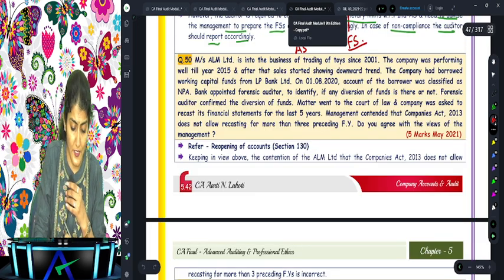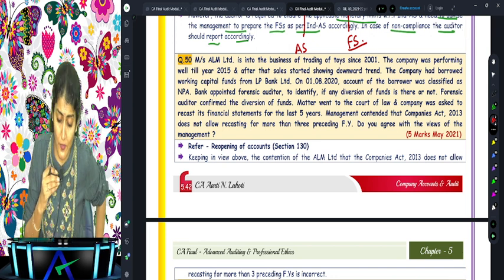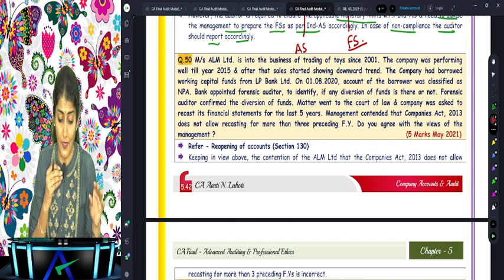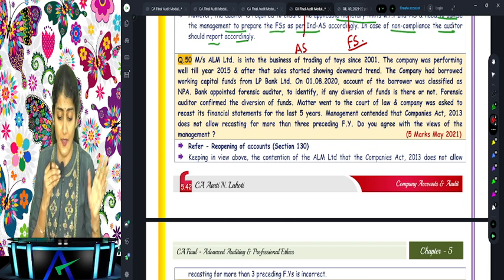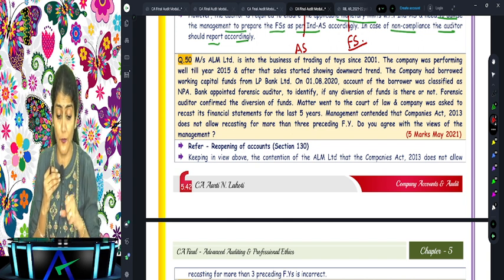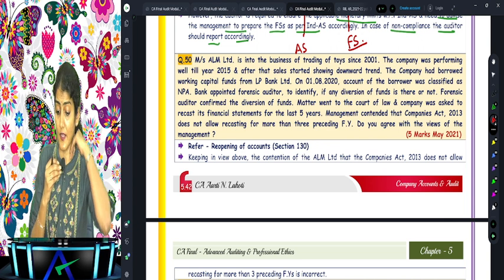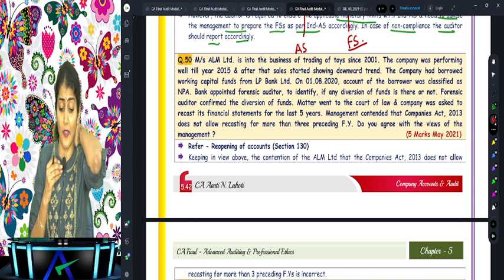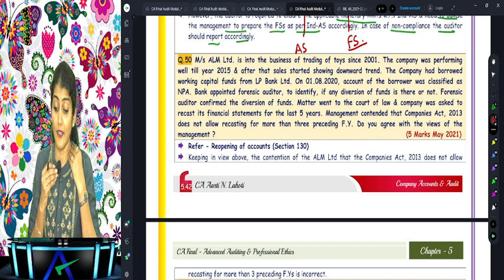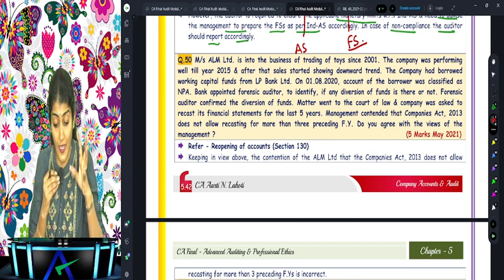Okay, right? Question number 50. ALM Limited is into the business of trading of toys since 2001. The company was performing well till 2015, and after that sales started showing a downward trend. The company had borrowed working capital funds from LP Bank Limited. On 1st August, the account of the borrower was classified as NPA. The bank appointed a forensic auditor to identify if any diversion of funds is there or not. The forensic auditor confirmed the diversion of funds.